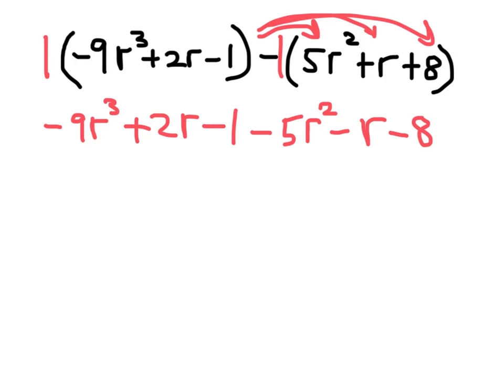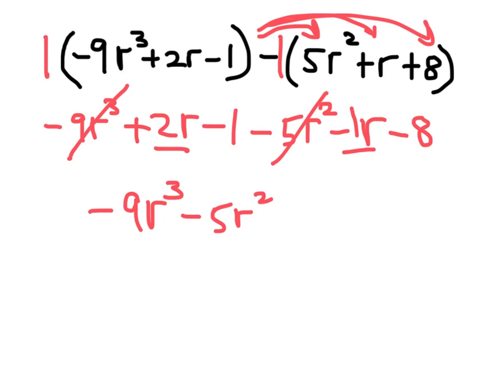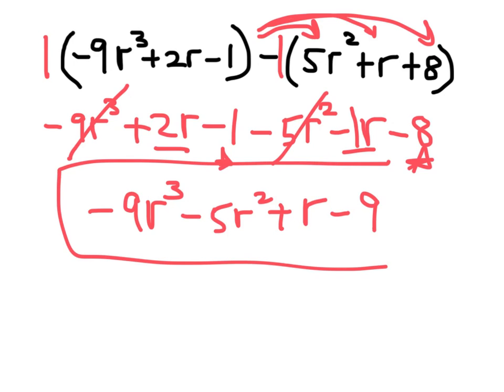Combining like terms, I will have negative 9r to the third, and then negative 5r squared, and then 2r take away 1r is plus 1r, so just plus r, and finally negative 1 minus 8 is negative 9. So I have my final answer.